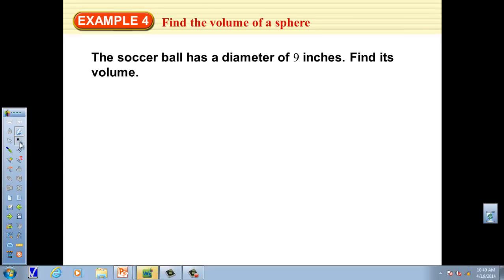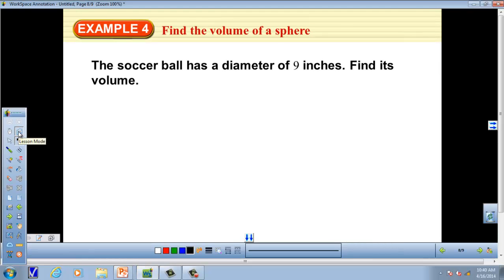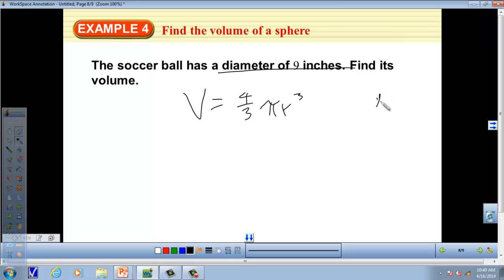Okay, now we are looking at a volume of a sphere, which has a different formula. This time the formula is V equals 4/3 pi r cubed, and we're given a diameter of 9 inches. Since the diameter is equal to 9 inches, to find the radius, we take that 9 and divide it by 2. I'm going to leave it as 9/2.